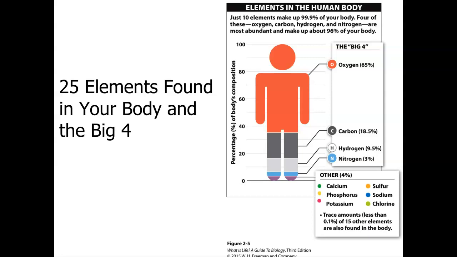After that, you have 4% more, which is going to be these 6 other elements: calcium, phosphorus, potassium, sulfur, sodium, and chlorine. Calcium and phosphorus are going to be important. They help make up things like your bones. Potassium, sodium, and chlorine are going to work together in muscle contractions and nerve impulses. And sulfur will actually help with body metabolism, and it also helps fight cancers too. There's going to be trace amounts of elements referred to as trace elements in the body, and they make up about 0.1%, and that's 15 other elements.